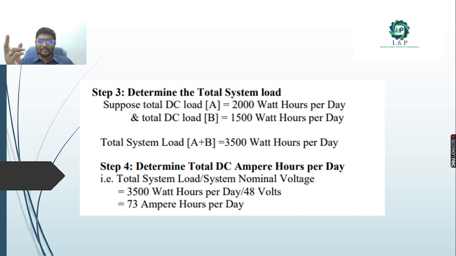Okay, so if you want to convert the watt hour per day into ampere per day, what you need to do is divide the watt hour per day by the nominal voltage. Here we have given an example. The nominal voltage of the system is going to be 48 volt. That's why we are dividing 3100 watt hours per day by 48, so that we get 73 ampere per day.